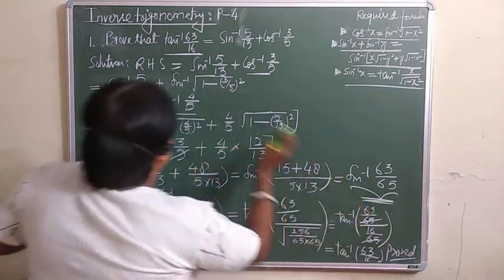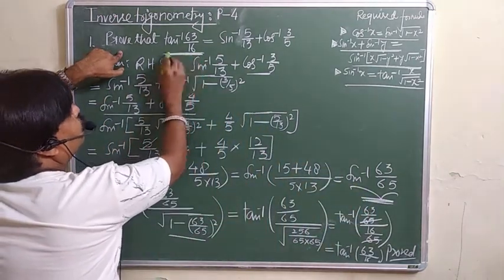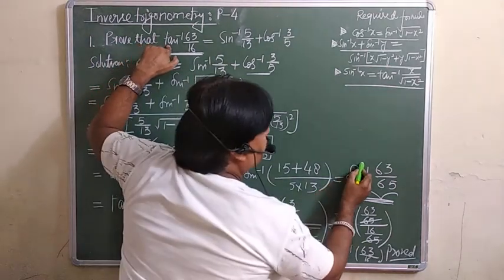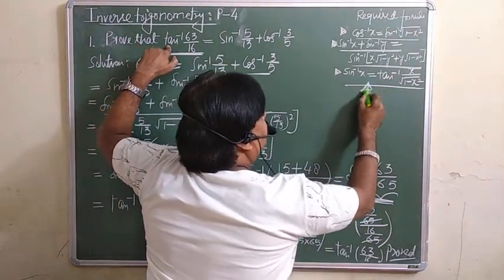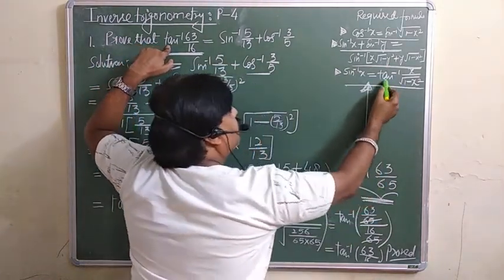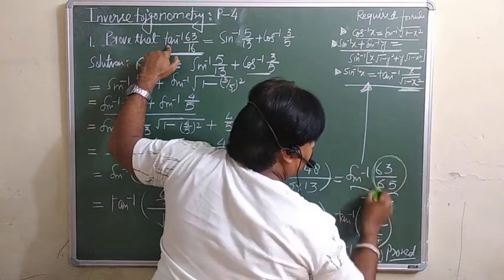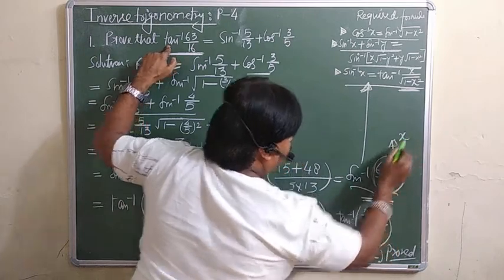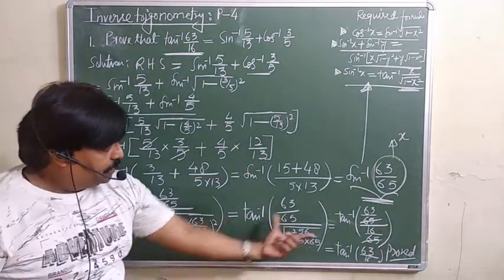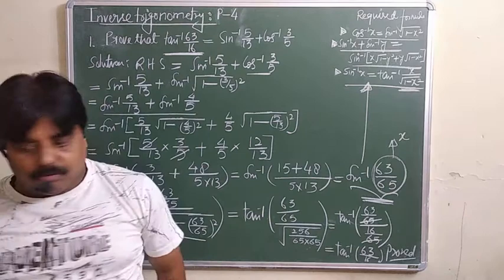But because you need to prove it in terms of tan, sine inverse can be changed in terms of tan, because sine inverse x is equal to tan inverse of x over root 1 minus x square. So you can put the value and solve it, you will get this one. Have a look.